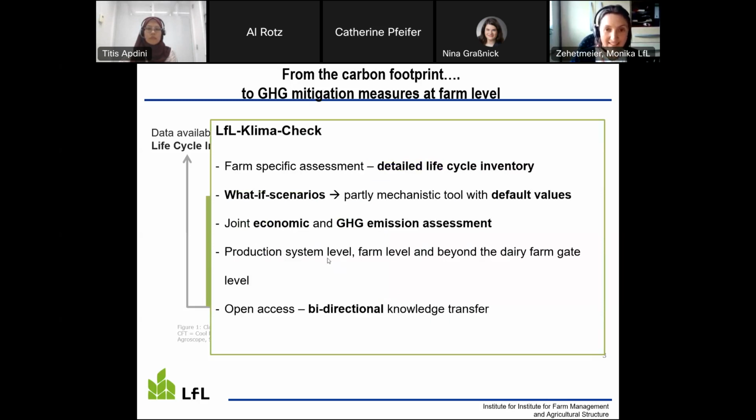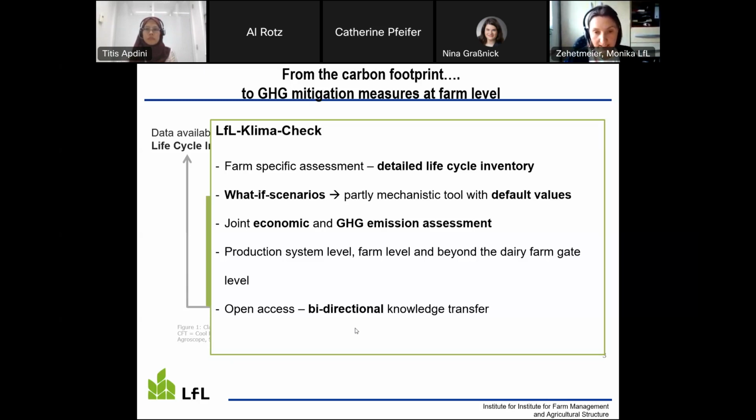So to summarize, I would like to summarize now the tool, and then I will show you some results where we played around with the tool. So you can do a farm-specific assessment, a very detailed life cycle inventory. You can do what-if scenarios, so you can play around. If you have the farm as it is, you can do scenarios, and this is only possible if you have a partly mechanistic tool and if you have default values. You can do a joint economic and greenhouse gas assessment, and you can move from the production system to the farm level and also beyond the dairy farm level.